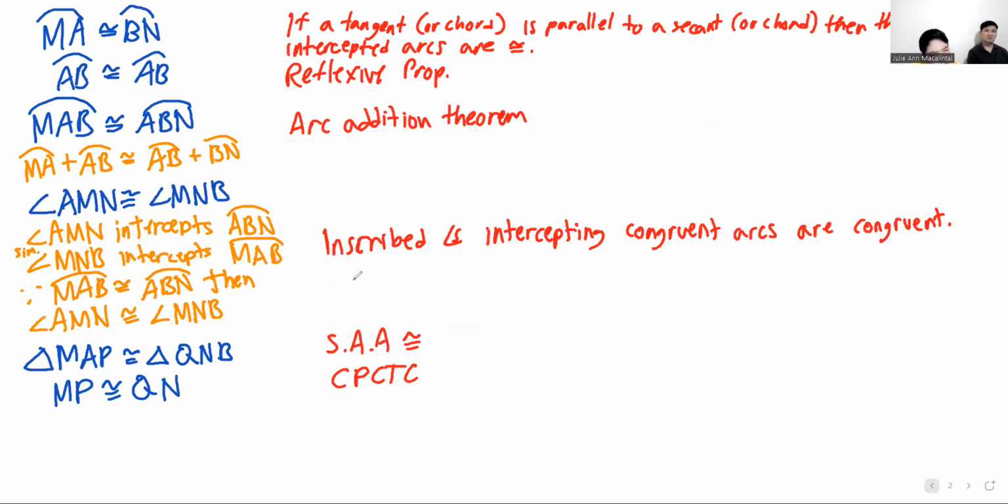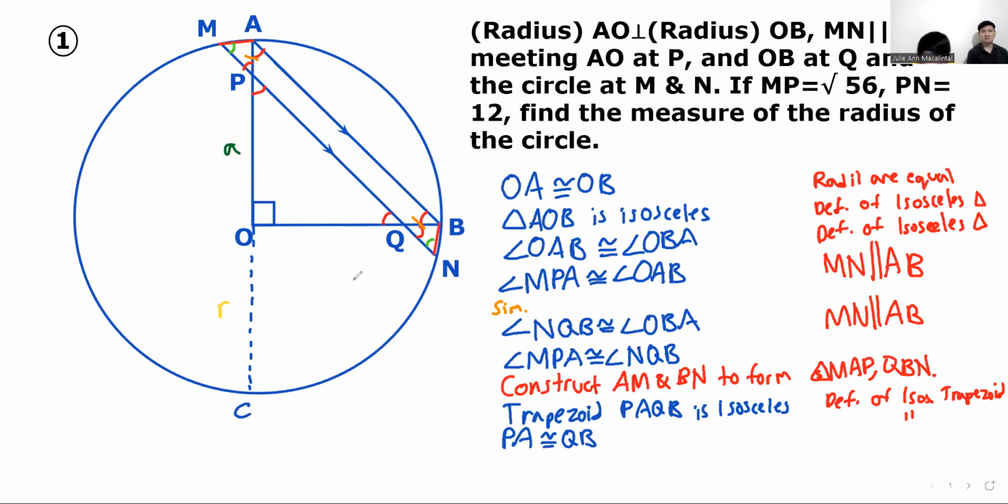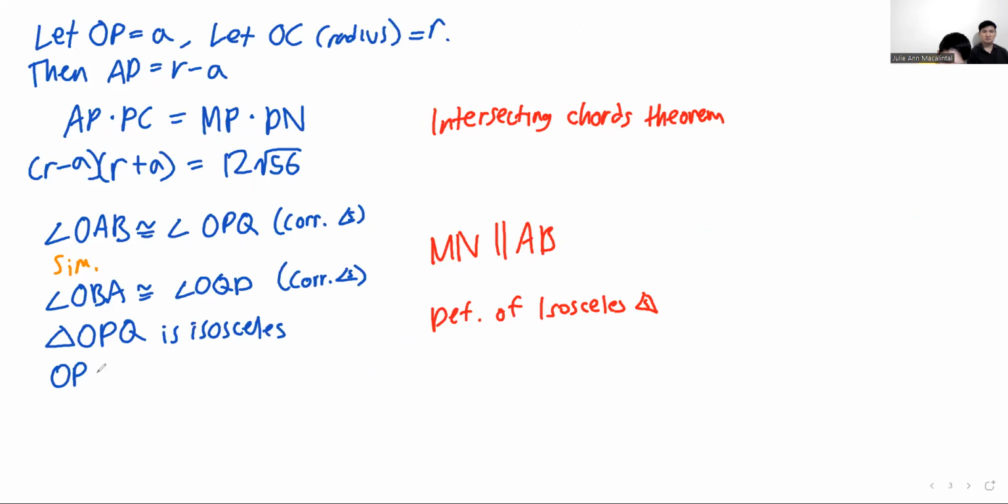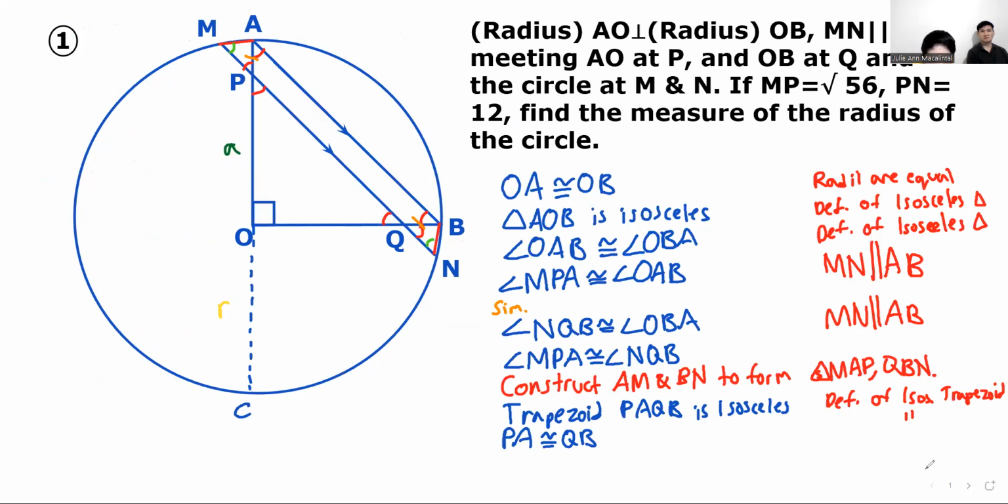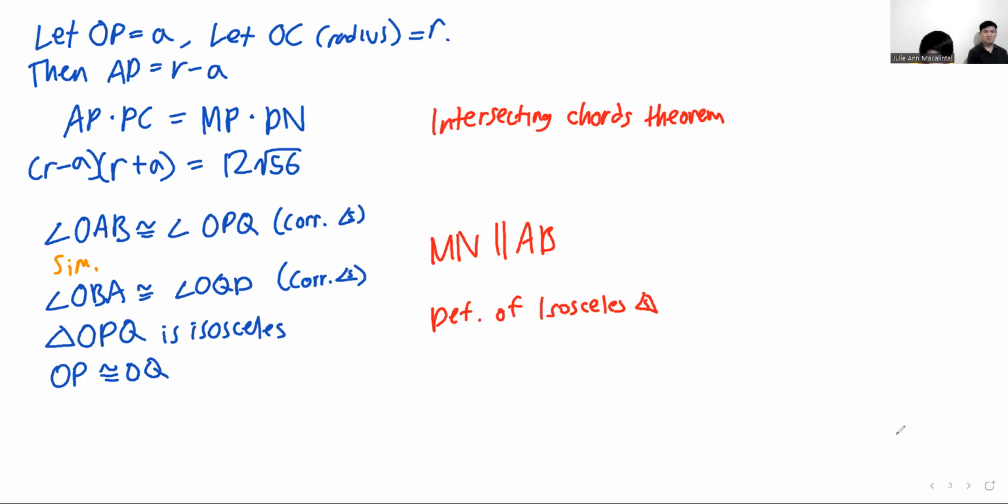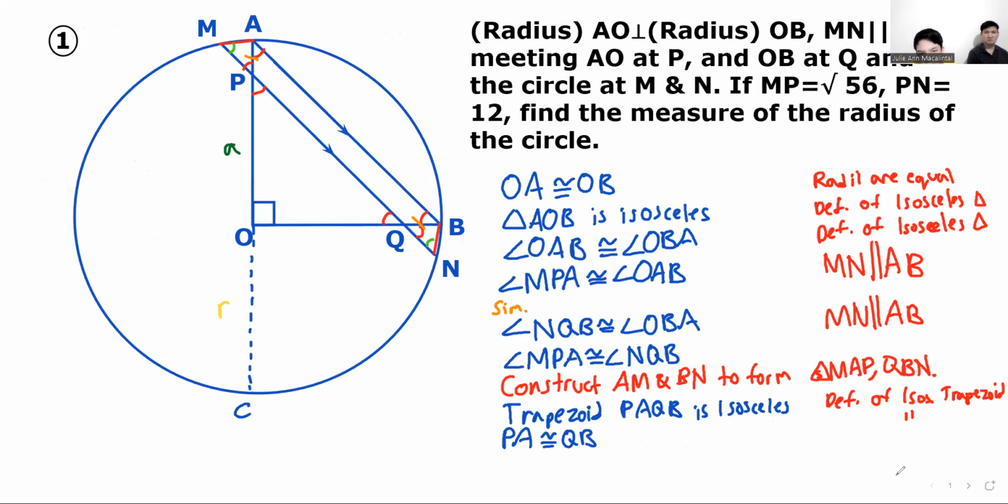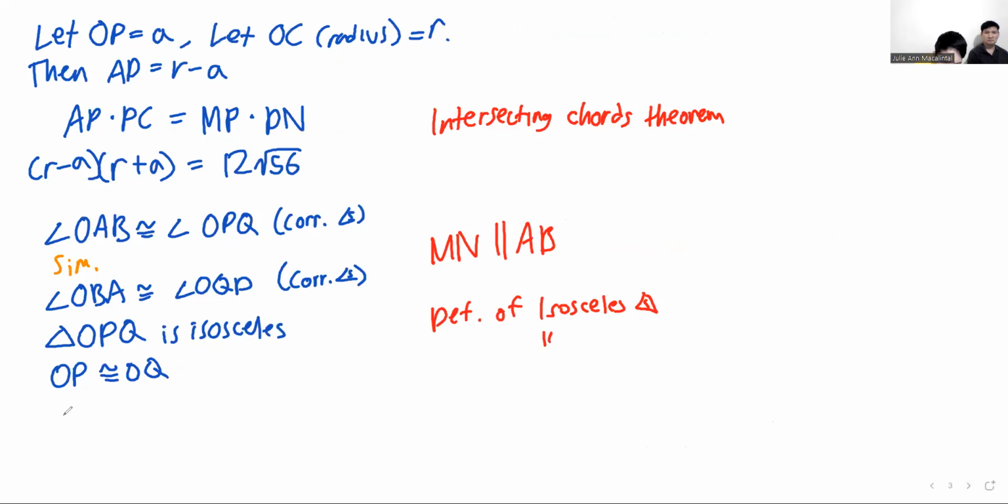Similarly, like earlier, OP is congruent to OQ. So OPQ is right. If it is a right isosceles triangle, the only right isosceles triangle is the 45-45-90 triangle.